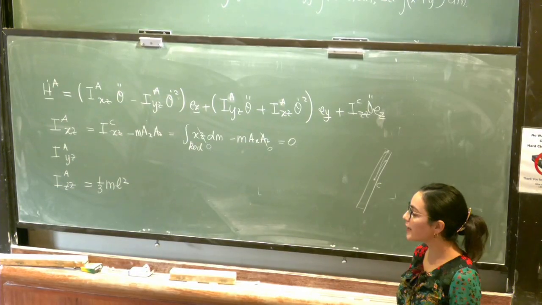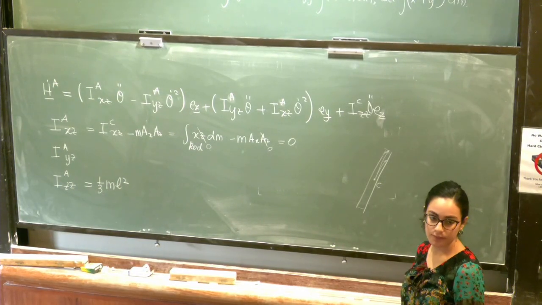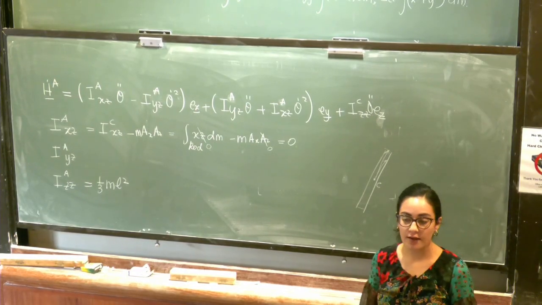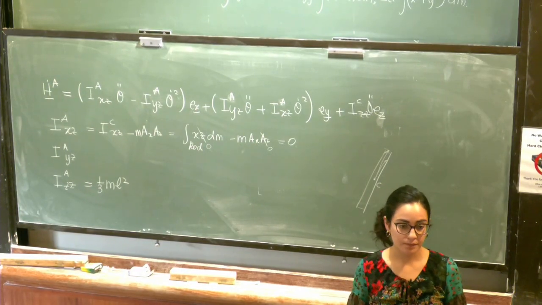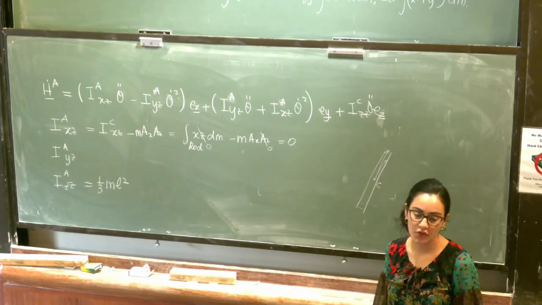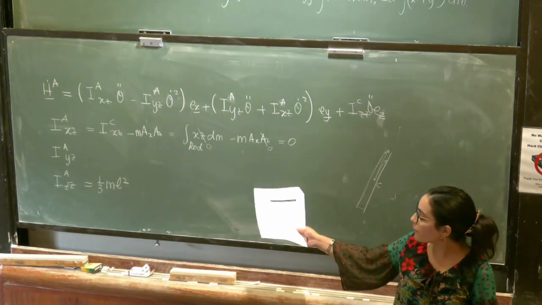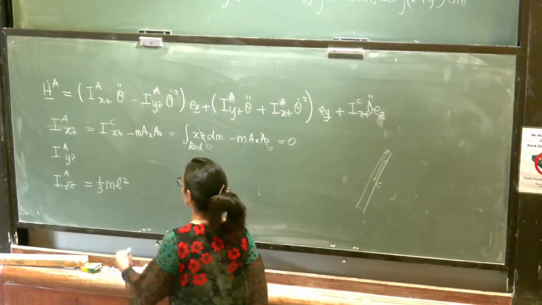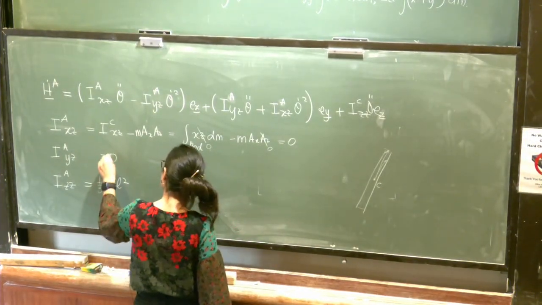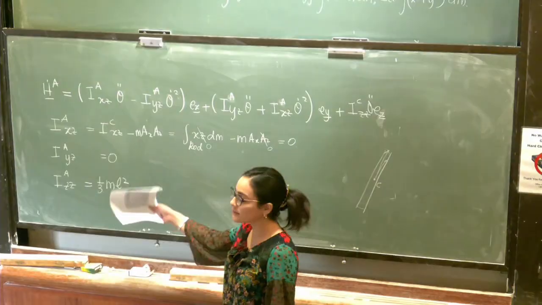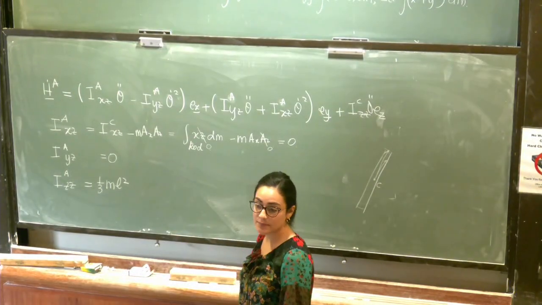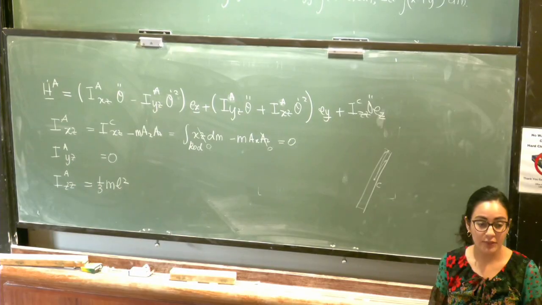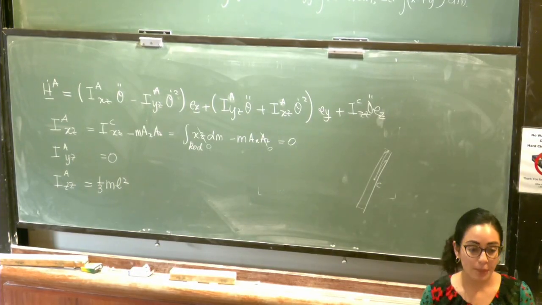What about IAYZ? Also, it's going to be 0 for the same reason. Instead of x, I'll put y, but still z is 0 and AZ is 0, so that's going to be 0. So the derivative of the angular momentum actually simplifies. Any questions? We're going to do another problem right now, where the products of inertia are not going to be 0.